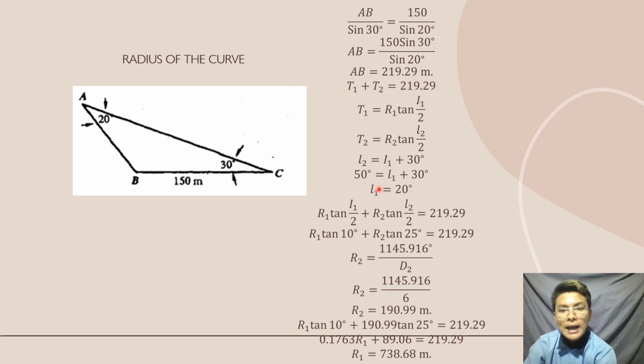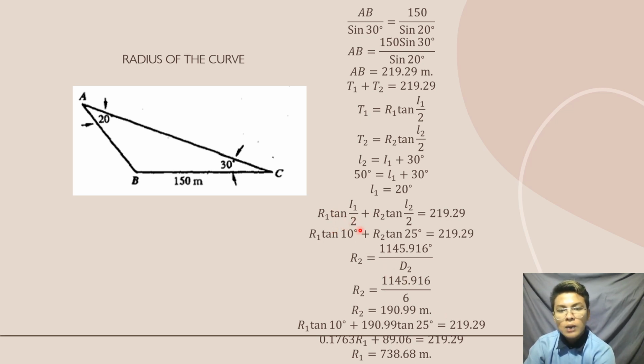By getting the I, or the intersection or the central angle rather, we will first use our T1 plus T2 equals to our AB. So with that, I2 is equal to I1 plus 30 degrees. 50 is from 30 plus 20, equals I1 plus 30, or I1 is equal to 20 degrees.